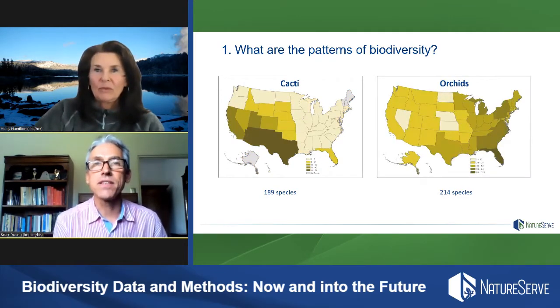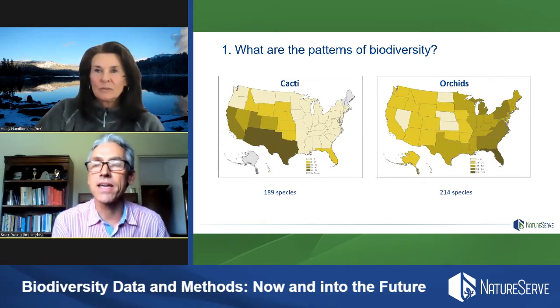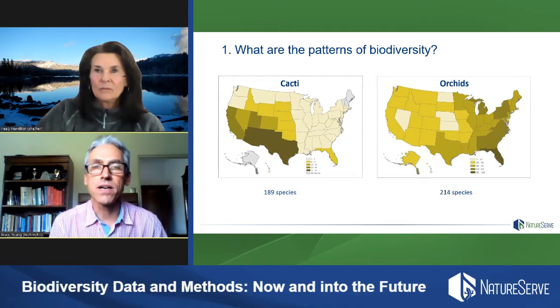We can also dive into particular groups to show interesting patterns. Here are two groups of high management interest, cacti and orchids, of course, many conservation issues with both of these species. And of course, a strength of NatureServe's data is that it is best for groups that are under current management concern.